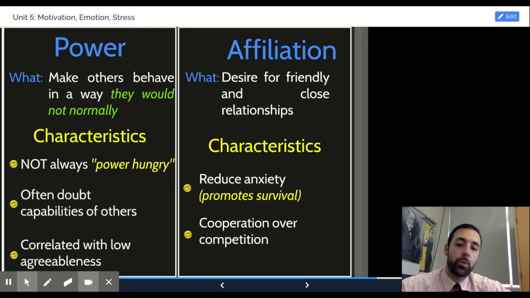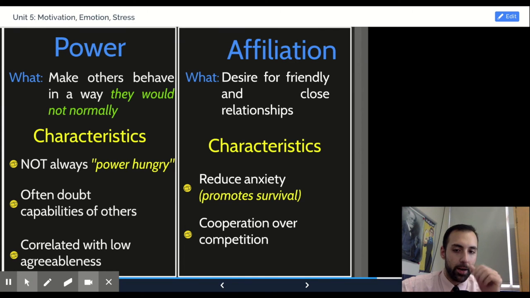The last one is what's called affiliation, and individuals that seek high levels of affiliation really desire those close, connected friendships and relationships. Oftentimes those connections can reduce anxiety, and from an evolutionary psychologist perspective, anytime you feel less anxious because you have those connections, whether it's to your clan, community, team, town, whatever it might be, that can really help promote your survival when you feel that connectiveness.